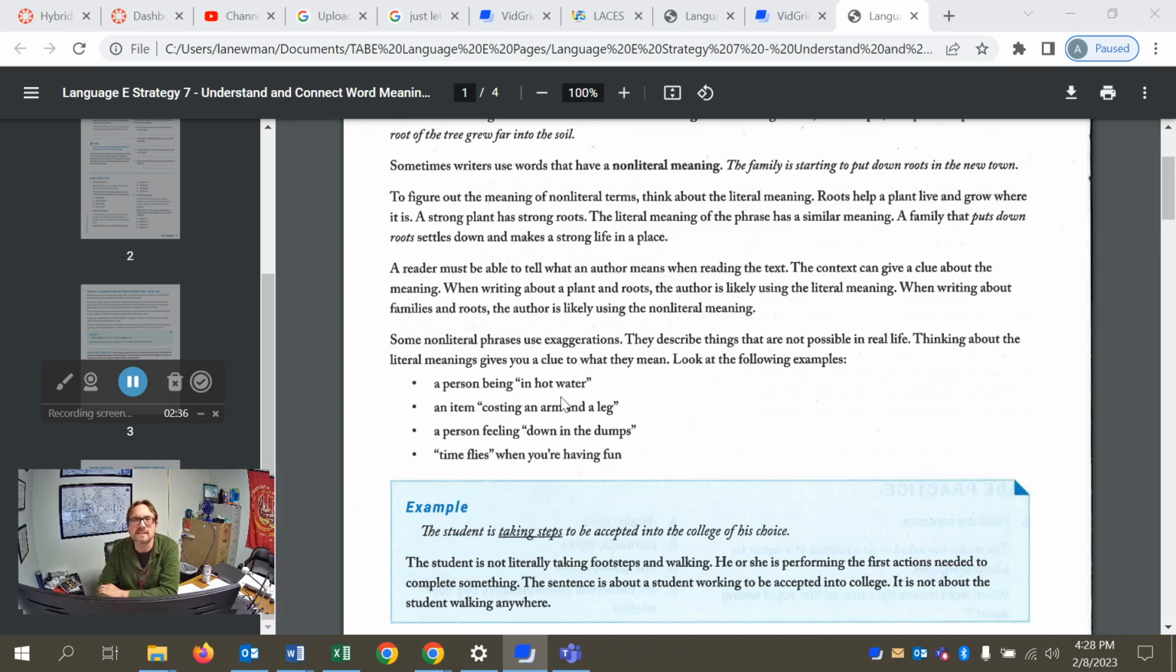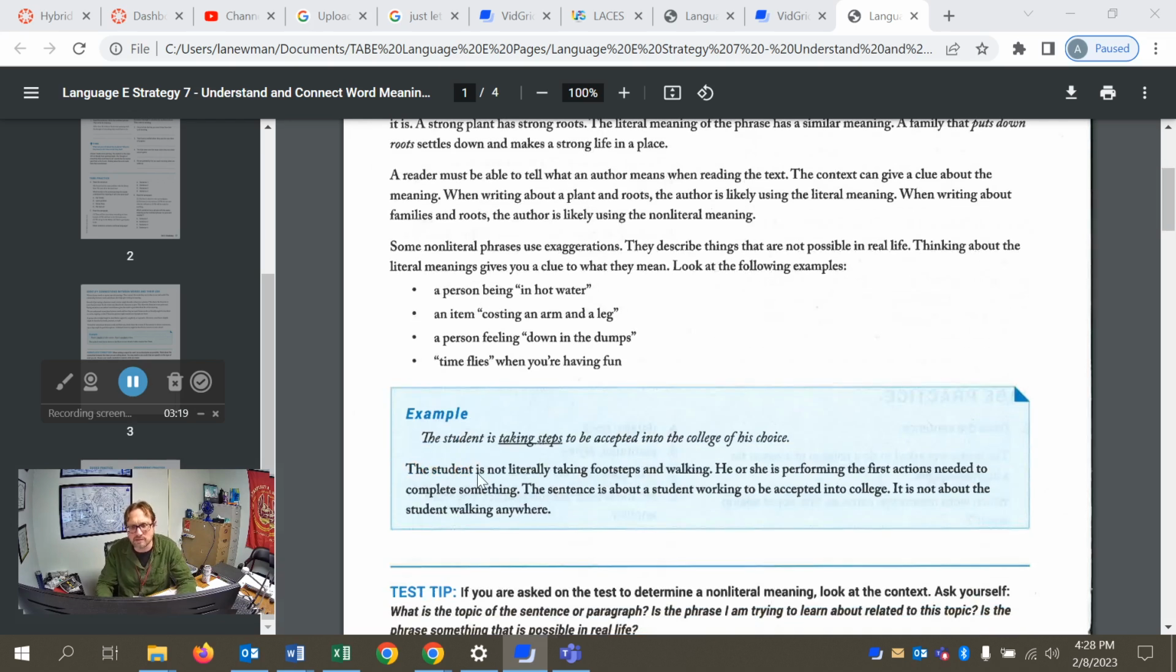So you're thinking about these things, and their literal meaning can get you close to the non-literal meaning too. Being in hot water is a negative thing. It's a troubling thing. Costing an arm and a leg, well, that's pretty expensive. You're losing half your limbs in one deal right there. Down in the dumps. The dumps, not necessarily a place where we want to spend our time. So time flies. Something that flies moves quickly. So even in these exaggerations, these non-literal expressions, there are a lot of clues to the term's eventual meaning.